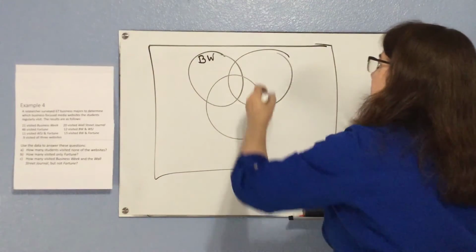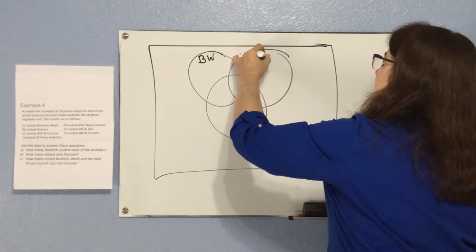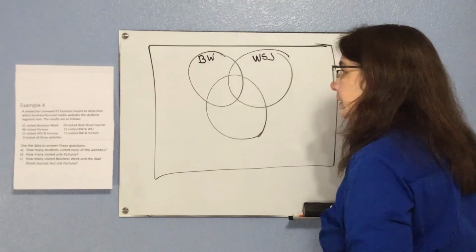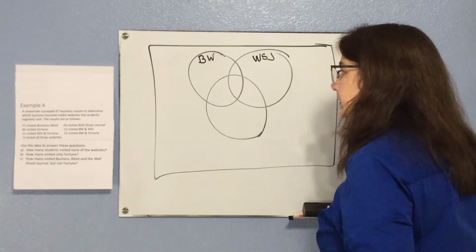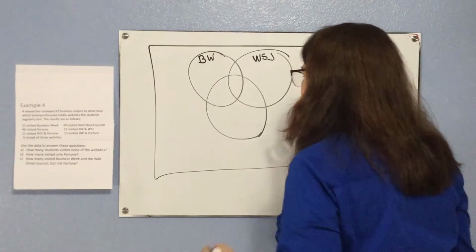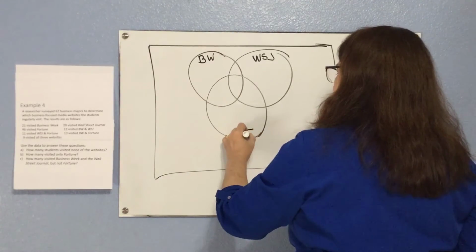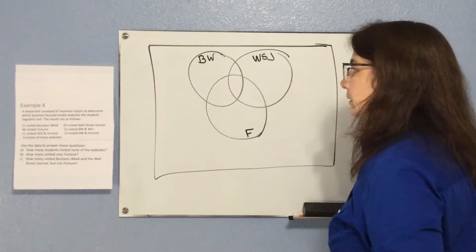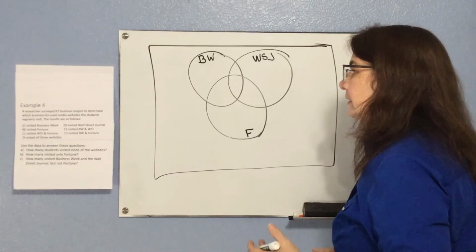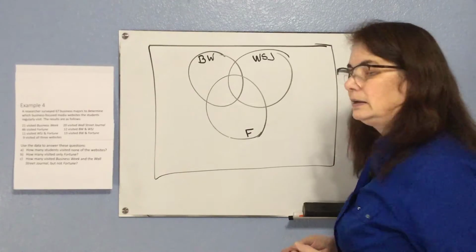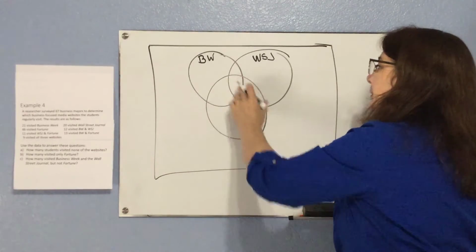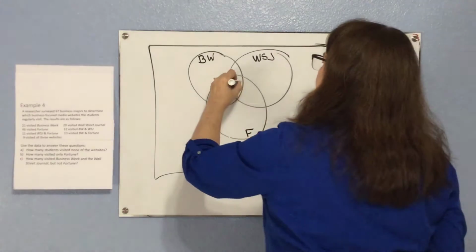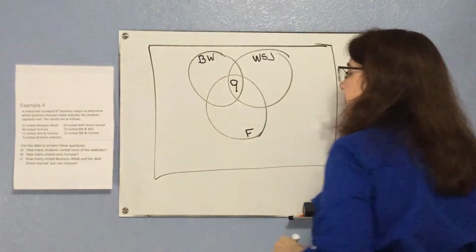20 visited the Wall Street Journal. So there's my Wall Street Journal circle. And 46 visited Fortune. So this is my Fortune circle. Okay, they give me some other stuff. I want to start again in the middle. These are the people that visited all 3 websites, and I'm told that that is 9 people.